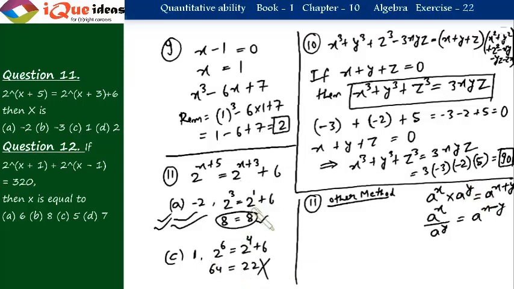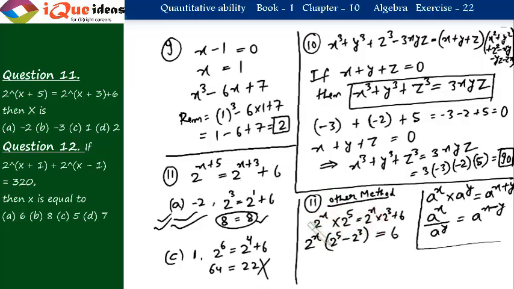Okay. Now let's take this question. It says 2 raised to the power x plus 5. So I'll write it as 2 raised to x into 2 raised to 5 equal to 2 raised to x into 2 raised to 3 plus 6. If you solve, 2 raised to 5 is 32 and 2 raised to x. So bring both the terms having 2 raised to x on the same side. So it will become 2 raised to x into 2 raised to 5 minus 2 raised to 3, that is equal to 6.